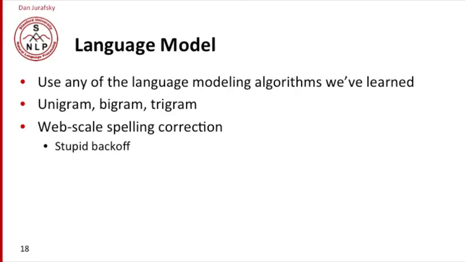We've seen candidate generation. Now we're ready to talk about how to rank the candidates. And remember, there are 2 factors. We have the language model and the channel model. Now the language model, we can use any of the language modeling algorithms we've already learned. We can use unigrams and bigrams and trigrams. We can use any kind of back-off algorithm we want to use or smoothing algorithm we want to use. In practice, for very, very large scale, web scale correction, we're going to use, as usual for web scale things, stupid back-off. But we might want to use smarter algorithms for smaller kinds of tasks.